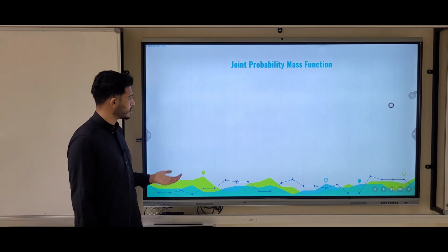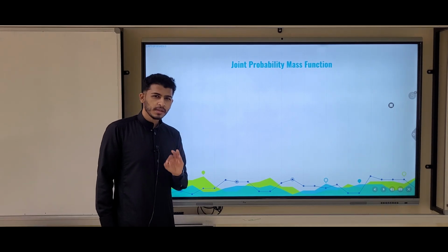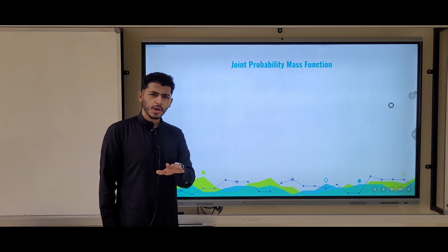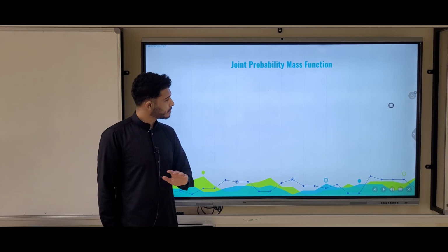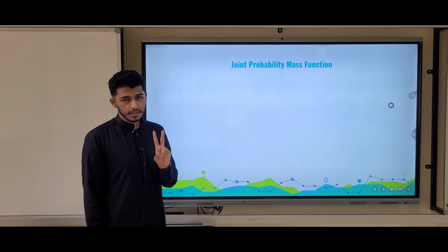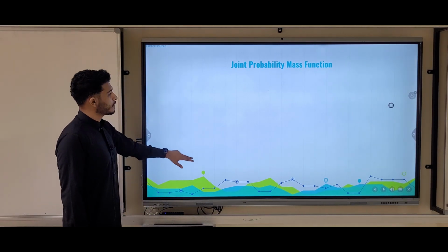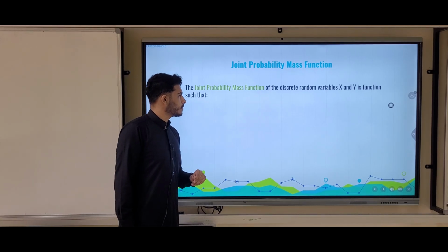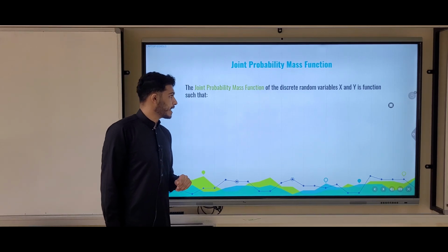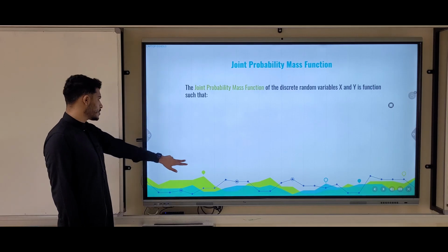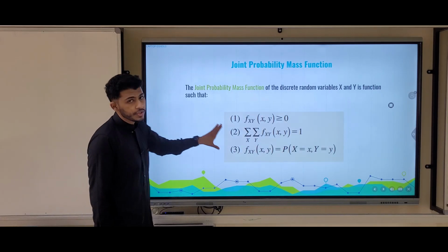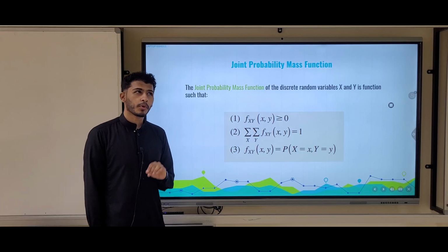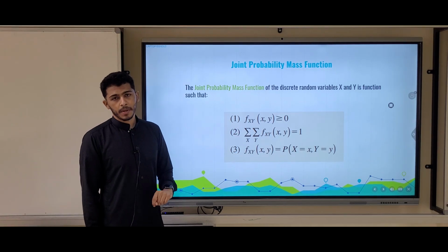Naturally, capital Y, capital Z. But for the most part, we're going to deal with two random variables at a time. There is a section where we deal with more than two, but for the majority of this chapter, you're going to be dealing with two. Okay? So the joint probability mass function of the discrete random variables capital X and capital Y is a function such that, and here are the conditions that need to be met, so we can say that this function is indeed a joint probability mass function.